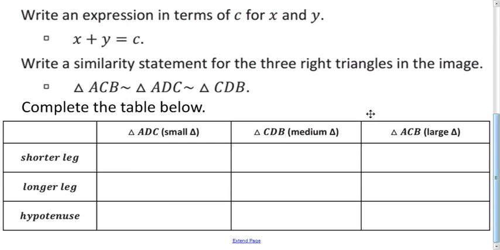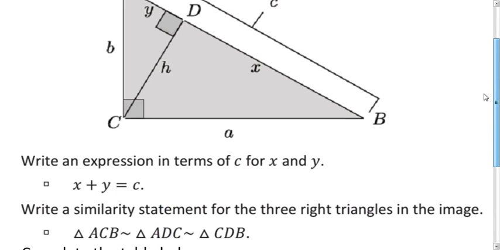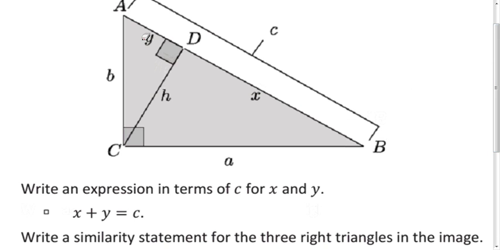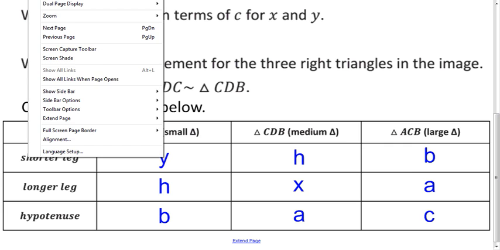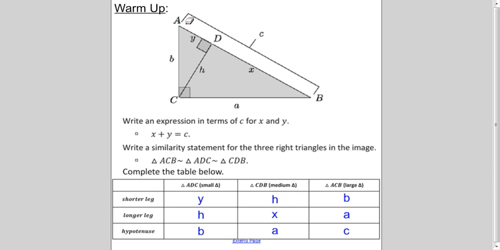So if you filled it out correctly, you should have something that looks like this. The small triangle had legs of y, h, and hypotenuse of b. Small, larger, hypotenuse. The medium triangle, smaller leg is h, medium leg is x, hypotenuse is a. And in the large triangle, the smaller leg was b, larger one was a, and the hypotenuse was c. So there we go.